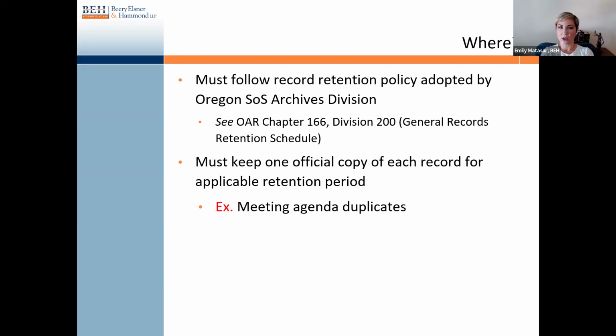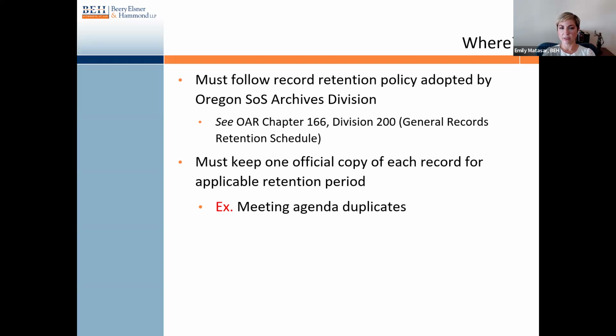Okay, so all public records must be retained according to the retention schedule. There's a general schedule in the Oregon Administrative Rules, but you likely also have specific schedules that apply to you as well. You must keep one official copy of each record for the applicable retention period. And so there's no obligation to retain duplicates. So I want to talk a little bit about this, give an example.